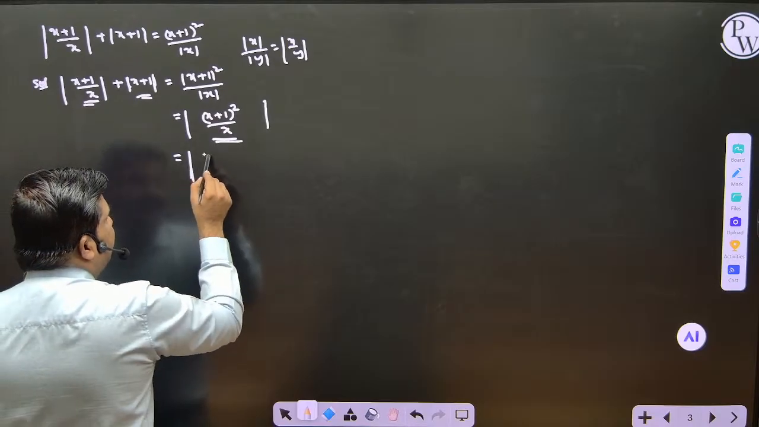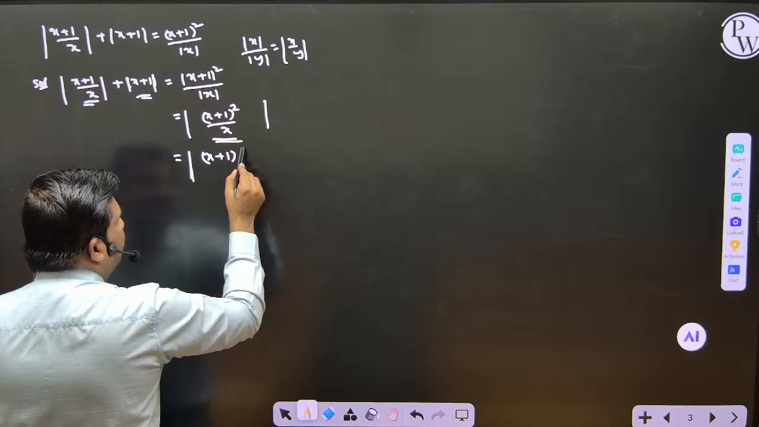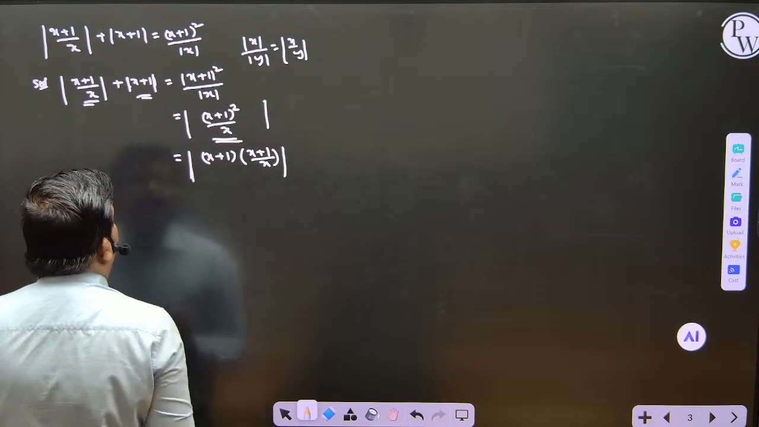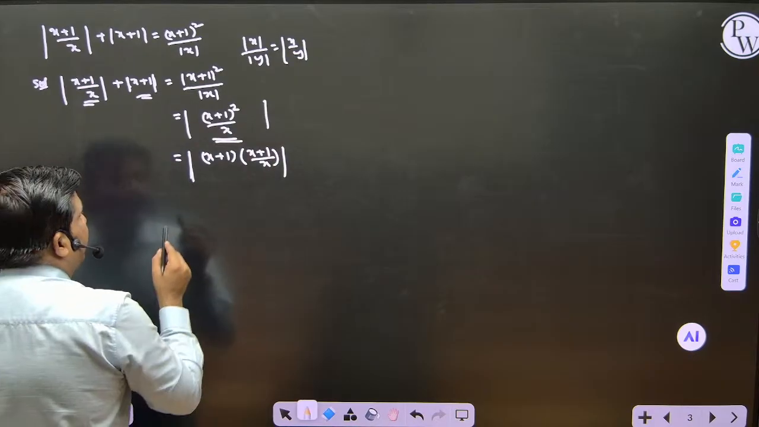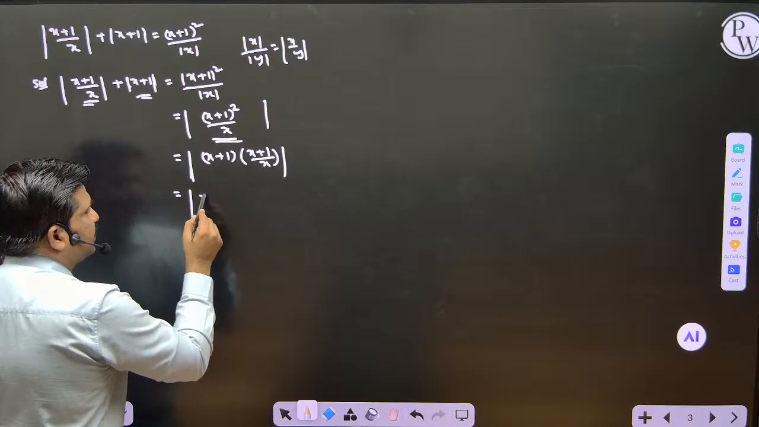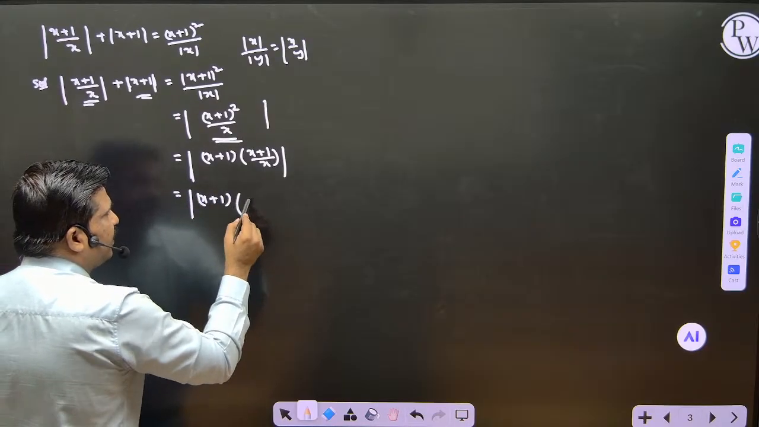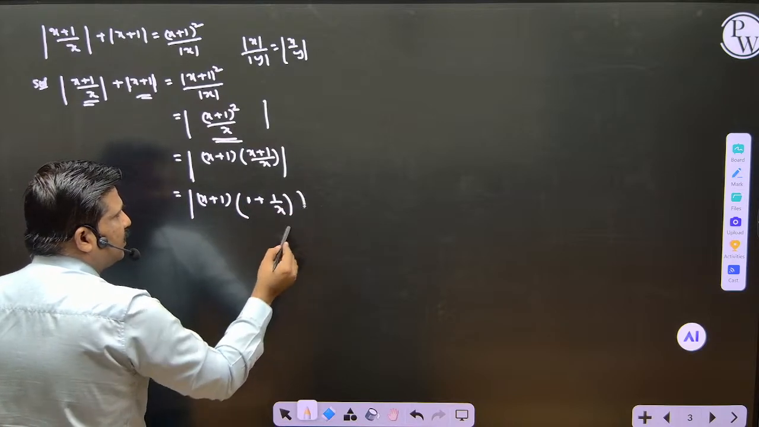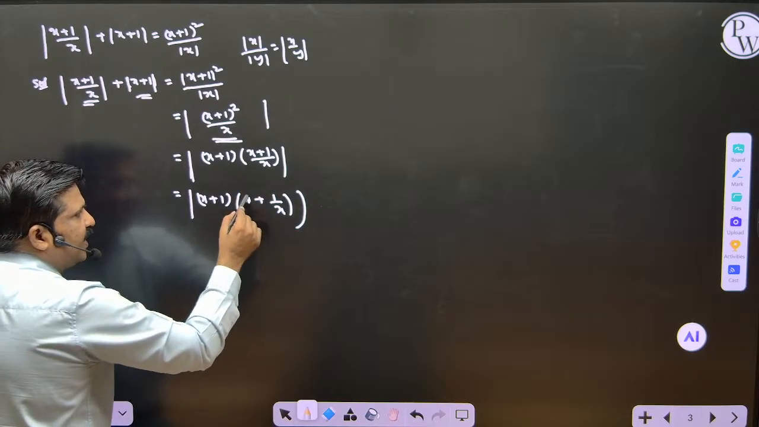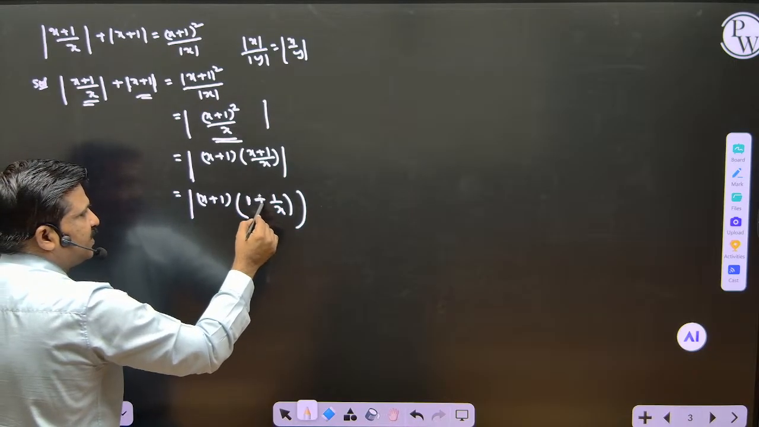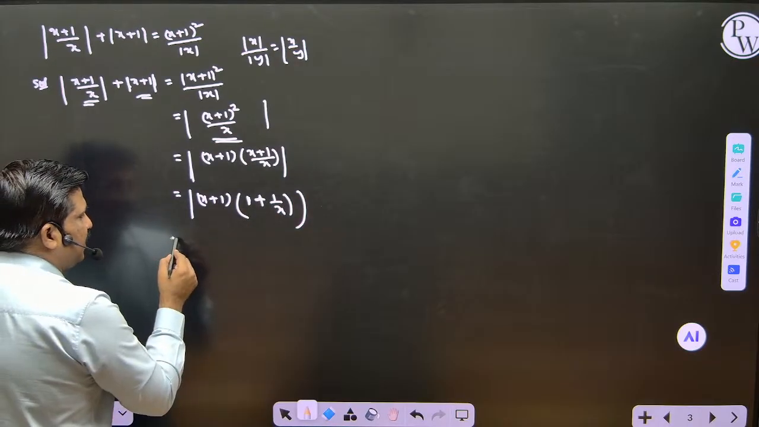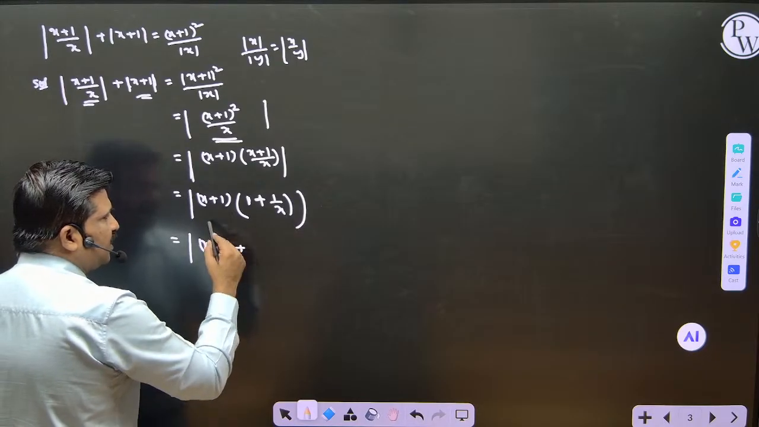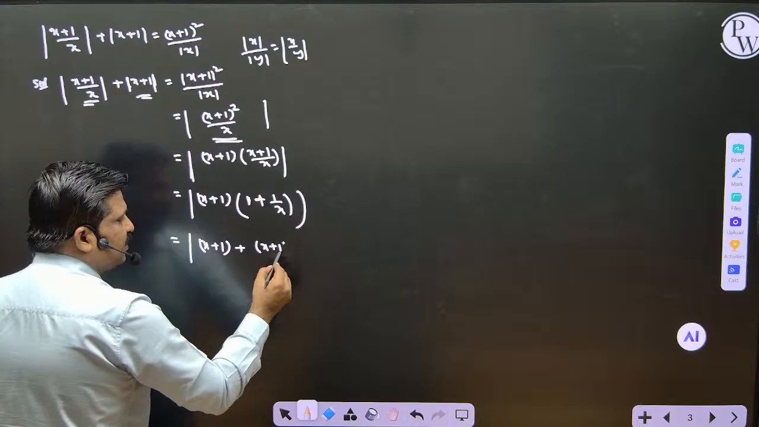See, x plus 1 into what? x plus 1 by x. That can also be written as what? Modulus of x plus 1 into 1 by x. But x plus 1 by x means what? Take it term-wise, x by x is 1, plus 1 by x. That is modulus of x plus 1 plus what? Inside, write x plus 1 by x.